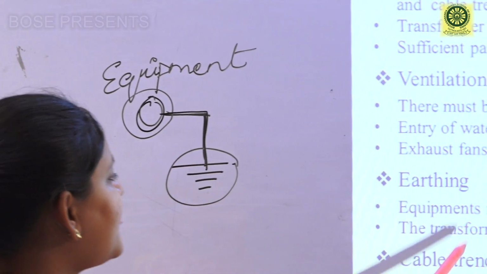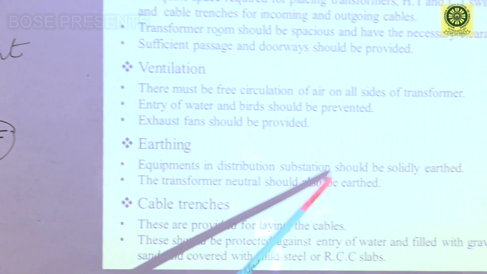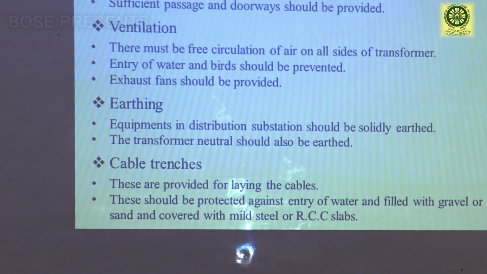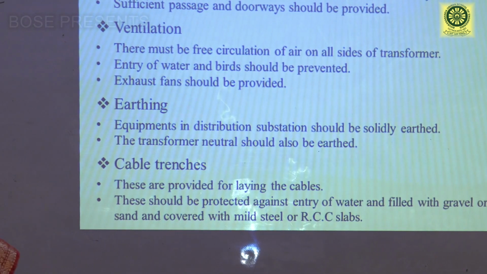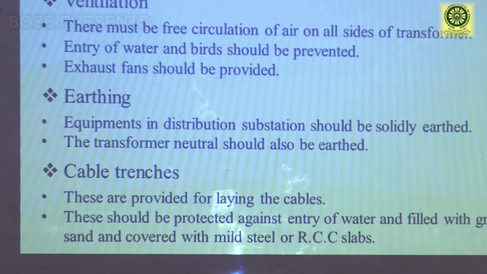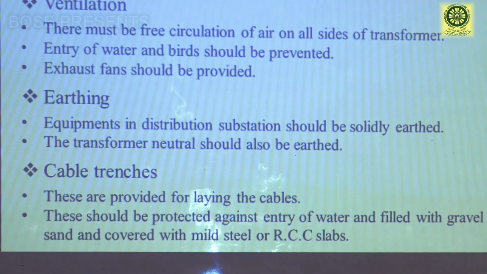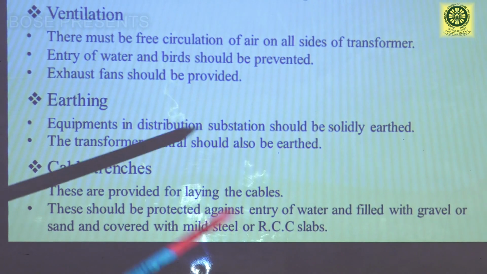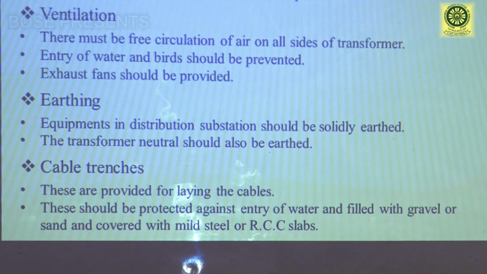Now the transformer neutral should also be earthed. I have already discussed neutral earthing. Now what is neutral earthing? Connecting the neutral of a transformer to the earth by some resistance or reactance or by Peterson coil earthing. So the transformer neutral can also be earthed in different ways.